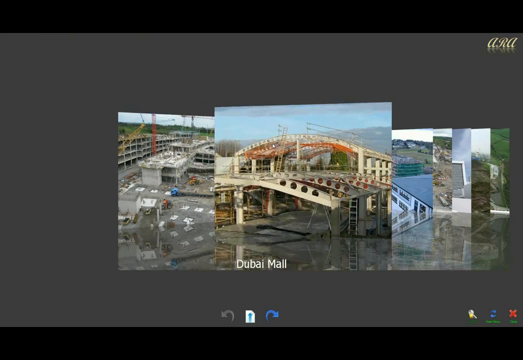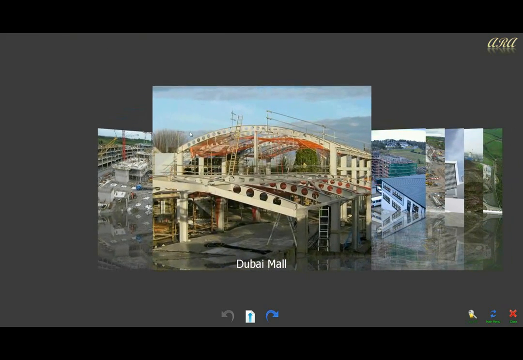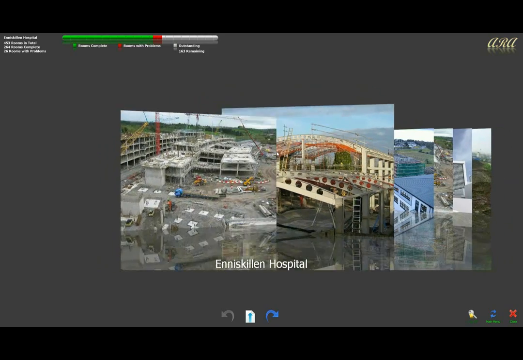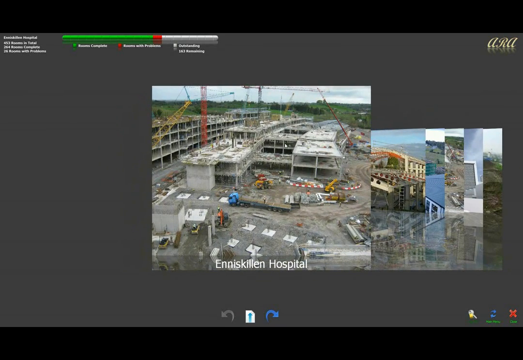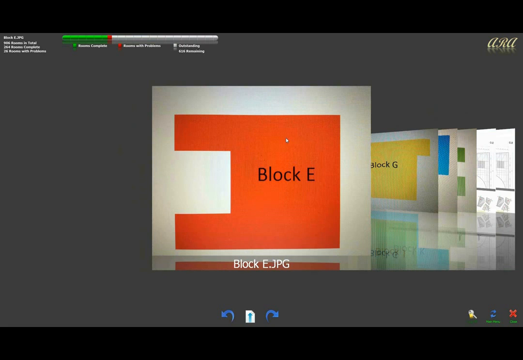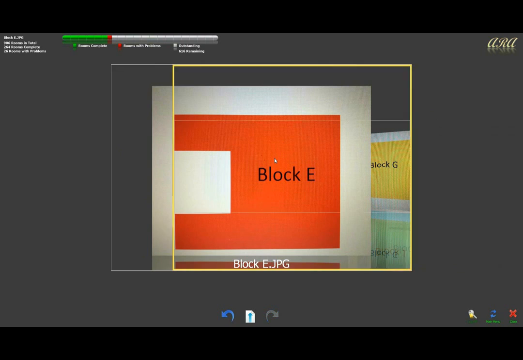We flick across the images to select the particular job in which we want to input the information. For the purposes of this demonstration, we're selecting this hospital project. The system allows for numerous blocks within a project, so we can select which block we want. In this case, we'll select block E.